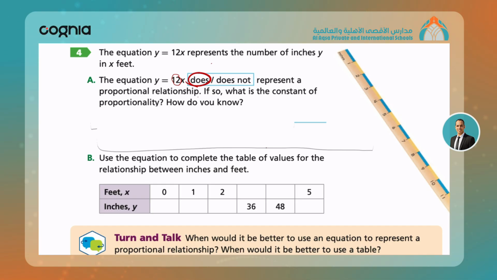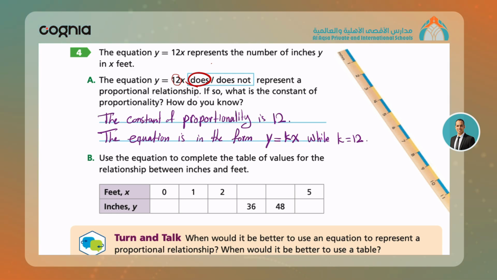Okay, does it represent a proportional relationship? If so, what is the constant of proportionality? We just said it. It's 12. How do you know? Because it's in the form y equal kx. So we can say the constant of proportionality is 12, and the equation is in the form y equal kx while k equals 12.